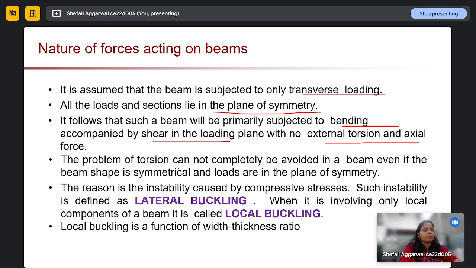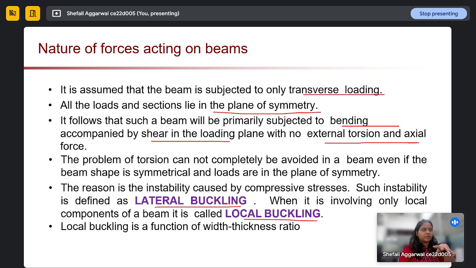The problem of torsion cannot completely be avoided in a beam even if the beam shape is symmetrical and loads are in the plane of symmetry. The reason is the instability caused by compressive stress. Such instability is defined as lateral buckling. When it involves only local components of the beam, it is called local buckling.